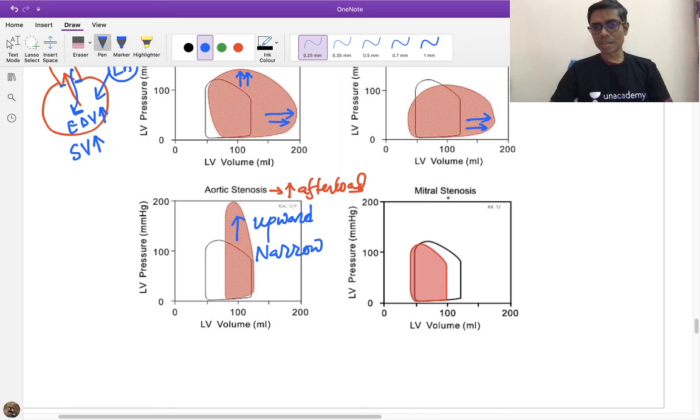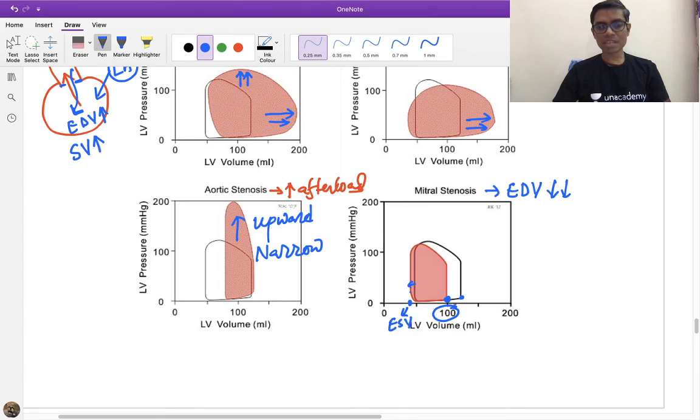And if there is mitral stenosis, what will happen to the end diastolic volume? Simple, mitral stenosis means end diastolic volume is very less. That's why this was the original end diastolic volume. Now this end diastolic volume has shifted here. This is the new end diastolic volume. So end diastolic volume decreases and end systolic volume also decreases a little bit here. This is the end systolic volume.